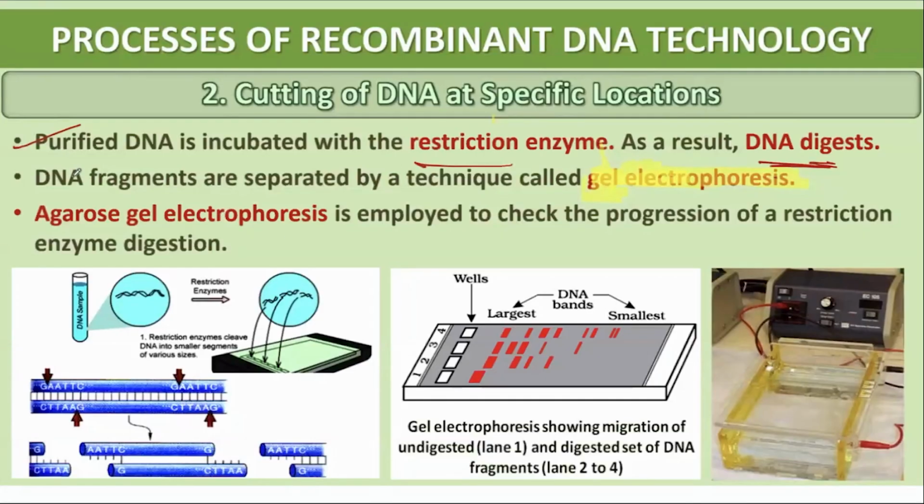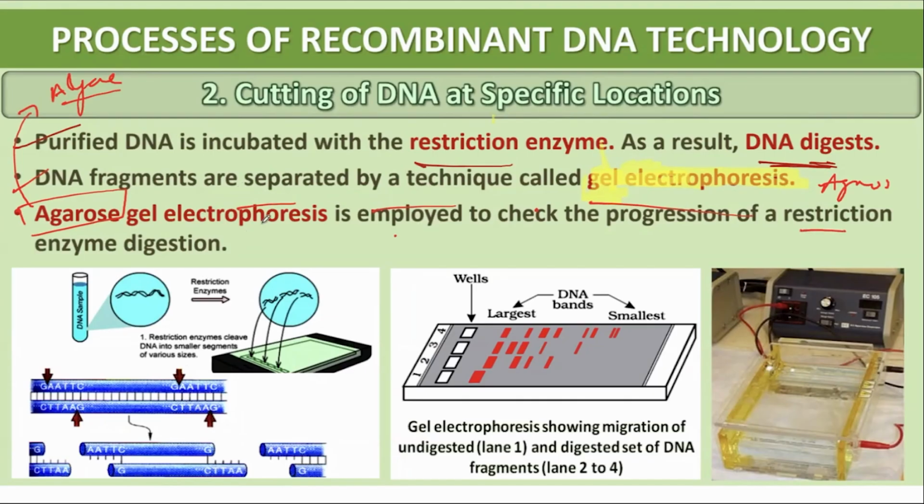So now the purified DNA is included after this. Then the DNA fragments are separated by a technique called gel electrophoresis. So this is called agarose gel electrophoresis. And this agarose is a polymer purified from algae. Now this gel electrophoresis is employed to check the progression of a restriction digestion.